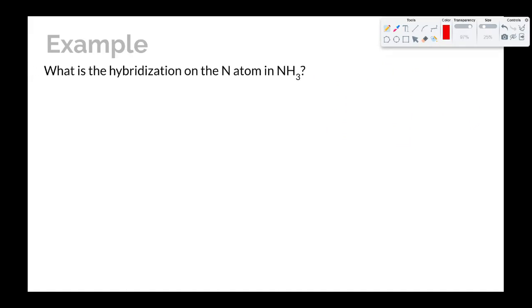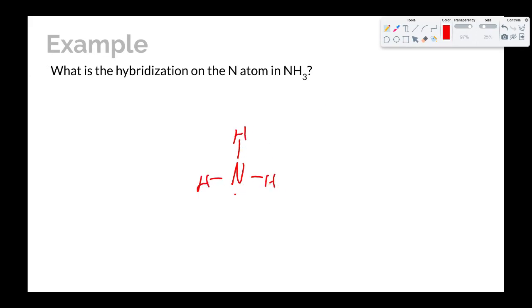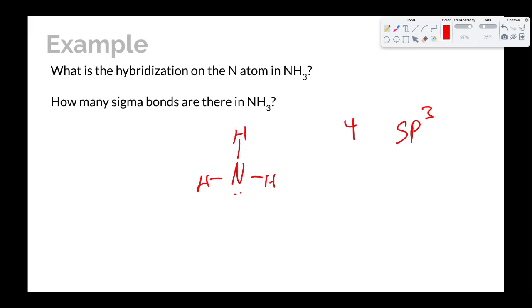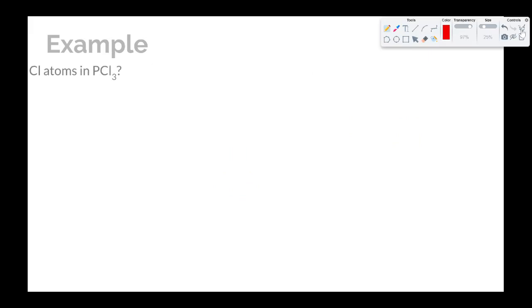Example, what's the hybridization of the N atom in NH3? So remember, here's the Lewis structure. We've done this one before. Steric number is 4. That tells you that it's sp3. How many sigma bonds are there? Well, every bond is at least a sigma bond. There are 3 bonds, so there's 3 sigma bonds. How many pi bonds? You would have to have a double or a triple to have a pi bond occur, so there aren't any.